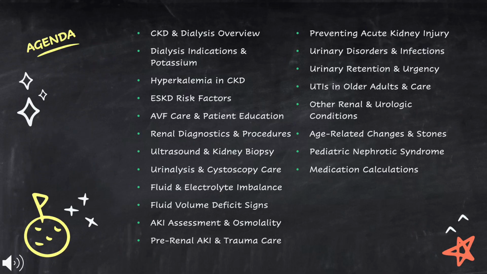Let's get started. In this unit, we'll cover key topics related to kidney function and nursing care. We'll begin with CKD, dialysis, and potassium imbalances, then look at risk factors for kidney failure and how to care for a patient's dialysis access.